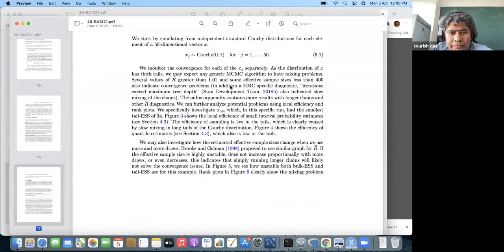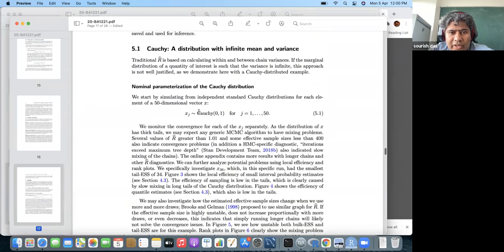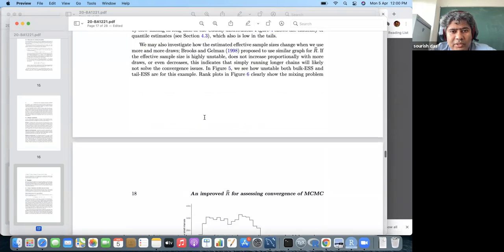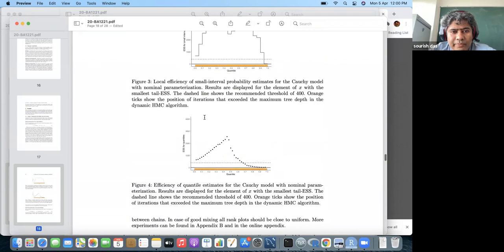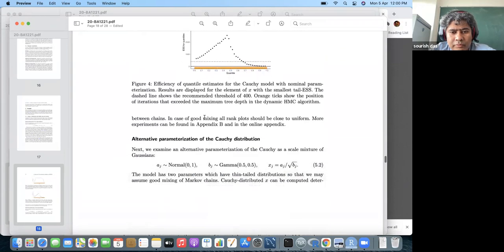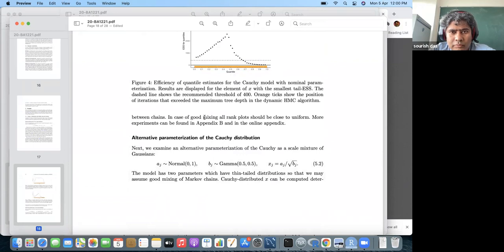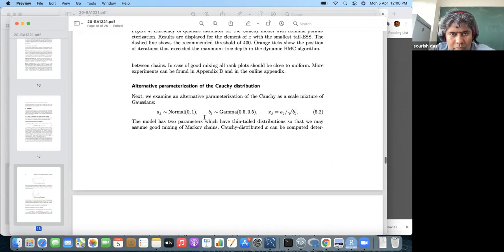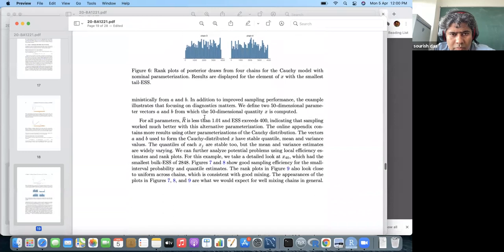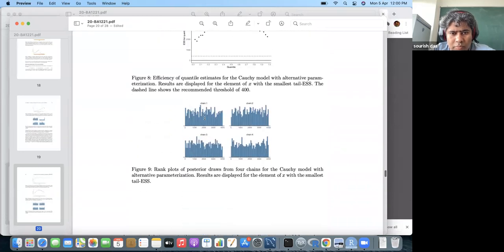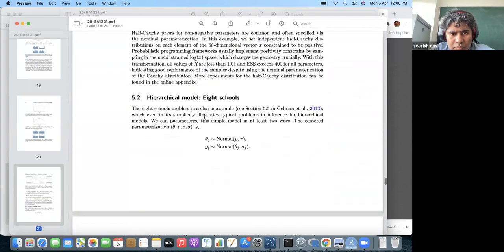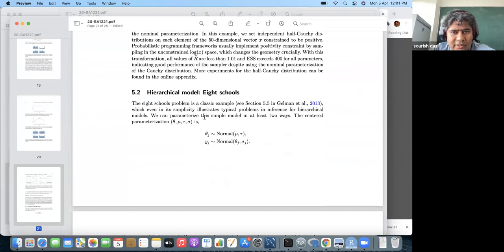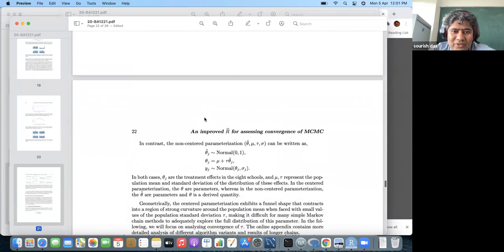So, in the first example, they have taken variables coming from a Cauchy distribution with mean and variance. Then the hierarchical example: this is Gelman's favorite example, the 8 schools data set.